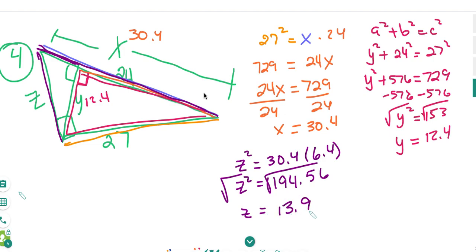So in this case, we found all of our measurements as decimals, and the other ones we left them as radicals. Typically in the instructions, it will tell you whether they want the answers as radicals or whether they want the answers as decimals. But now you know how to use your geometric means for altitude and leg theorem.